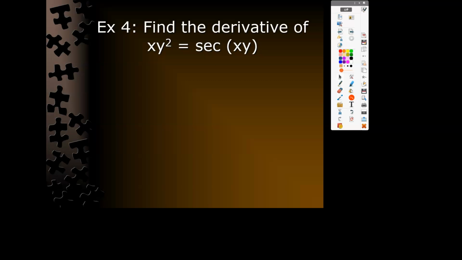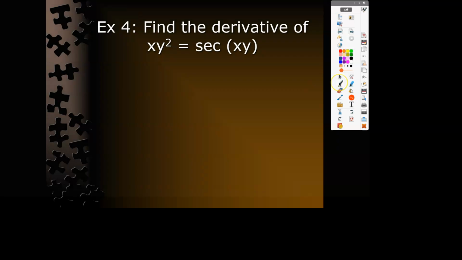Y squared secant xy. So now, in the last one, we had chain and implicit with the sine, but they were adding together. So now we have secant xy, which is going to be chain and implicit, but it's a product rule inside instead of a sum. So we're just going to see the difference with having a product rule inside.